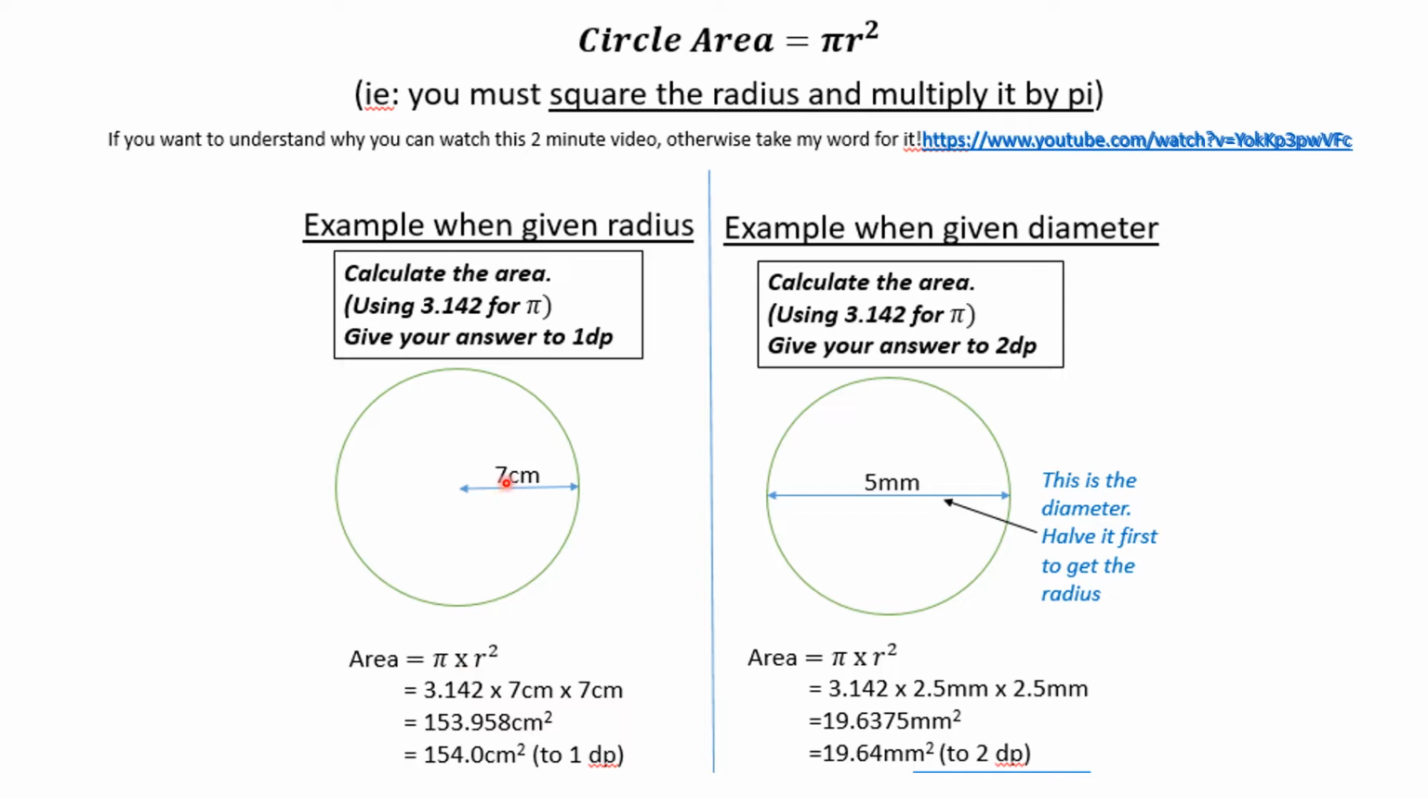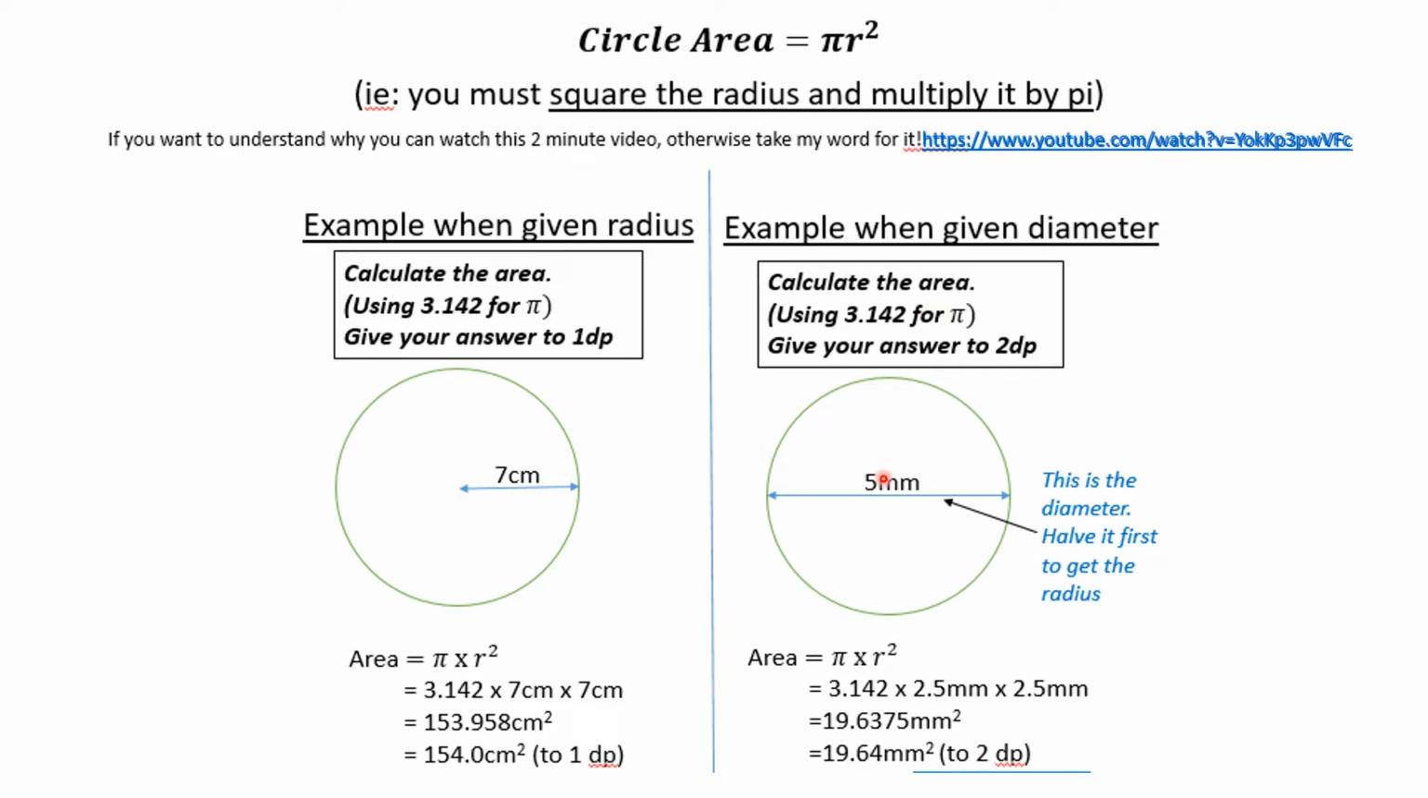that radius squared. If you don't have a pi button on your calculator, then use 3.142. And then we're going to round our answers today to one decimal place, but don't stress too much about that as long as you're getting the method right for circle area. That's what matters at the moment.